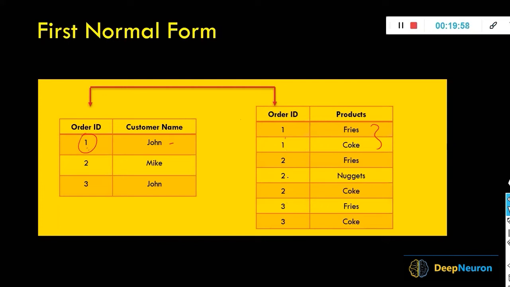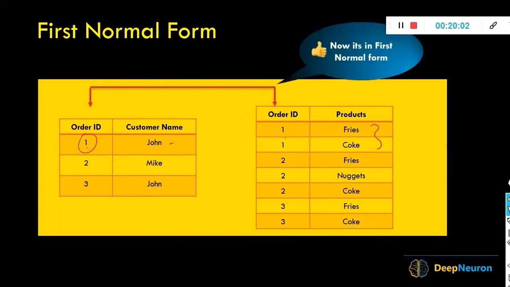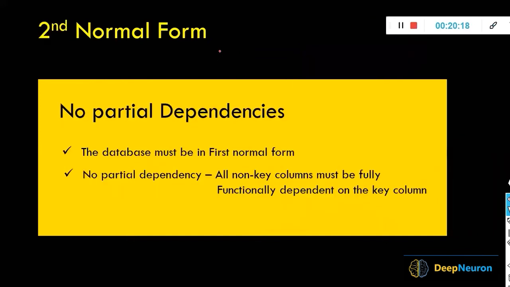In order ID 2, Mike has ordered 3 products. Okay, so now we are able to solve the issue, right? So now it is in first normal form. Now you understood we have split a single table into more than one table. For this, we have used first normal form. Next one is second normal form.